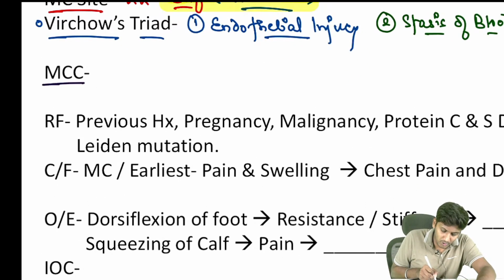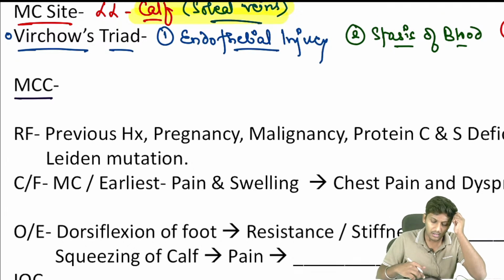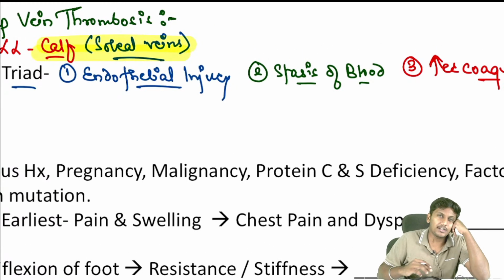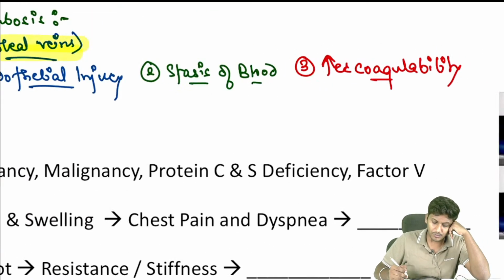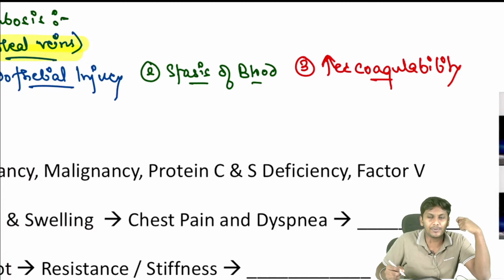Important is what is the most common cause for DVT then? Okay, thrombus formation we now know. Okay, so definitely thrombus formation can occur due to these three reasons. Most important, as I've told you, endothelial injury, but other causes can be stasis of blood flow or hypercoagulability.